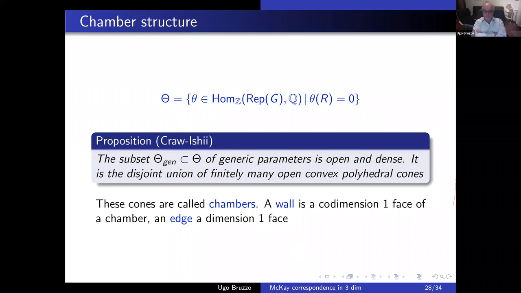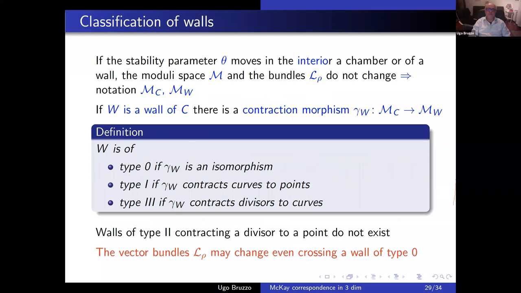these are called the walls. So these cones are called chambers, and the faces are called walls. To be more precise, the faces of codimension one are called walls, and the faces of dimension one are called edges. Okay, so we have the usual thing. And what happens is that you can prove that if you move the stability parameter, for instance, in the interior of a chamber, the moduli space doesn't change, the usual behavior. And also, if you take the relative interior of a wall, so for a generic point of the wall, so to say, the moduli space doesn't change.